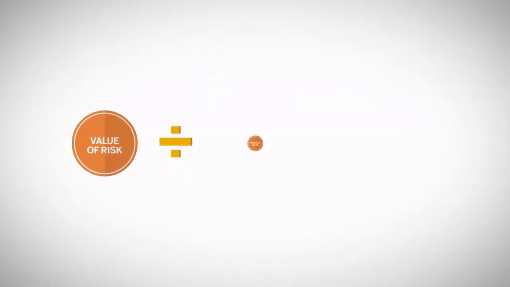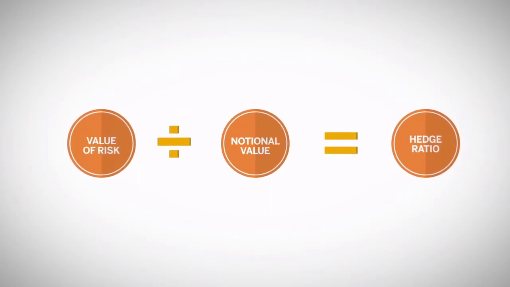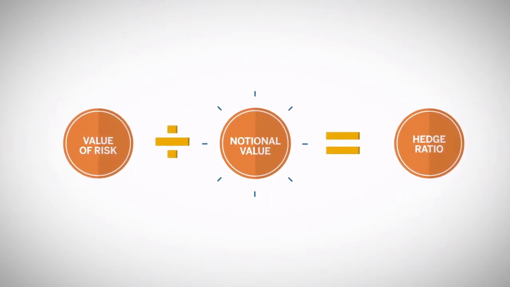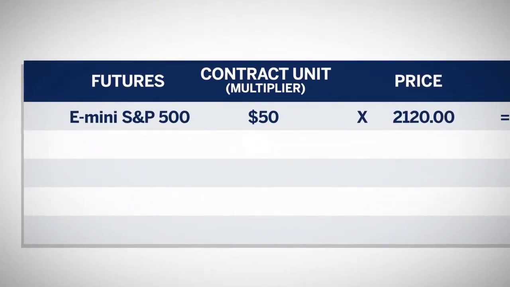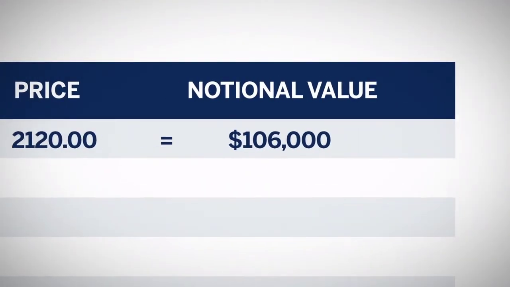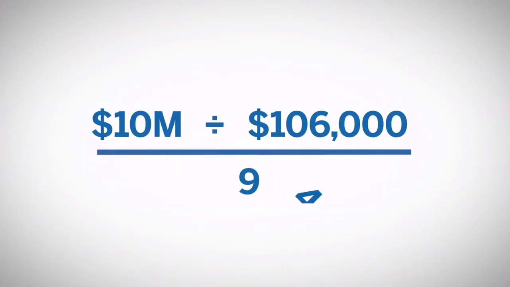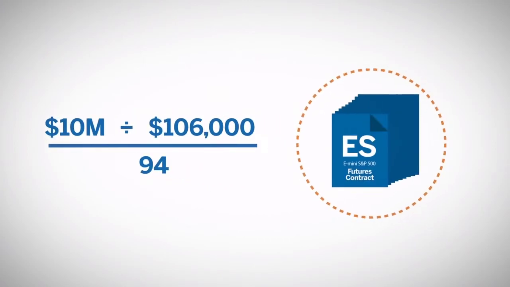A hedge ratio is determined by taking the value at risk, in this case $10 million, and dividing it by the notional value of the contract. Using our previous example of the E-mini S&P 500 futures with a value of $106,000, 10 million divided by 106,000 rounded to a whole number equals 94 futures contracts.